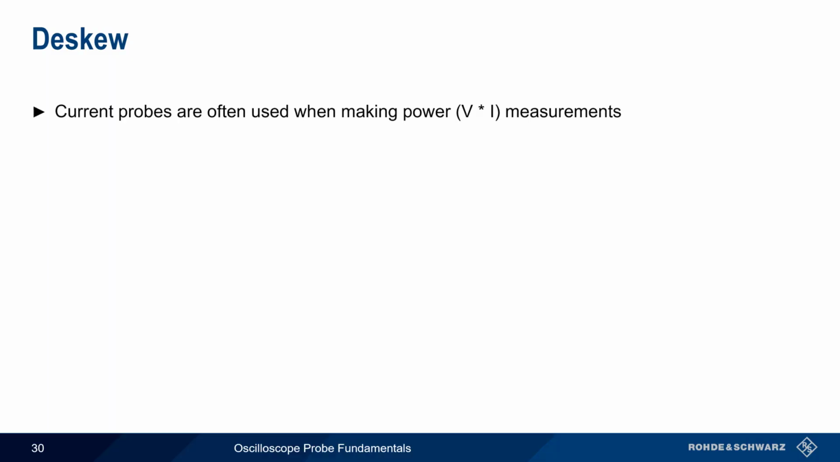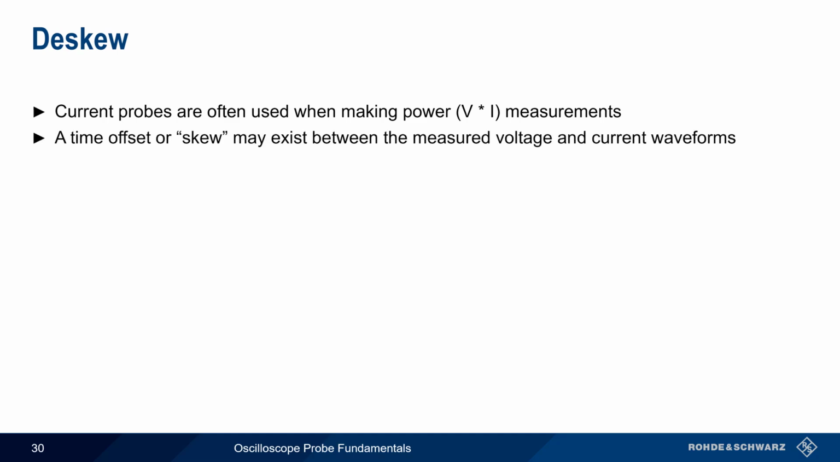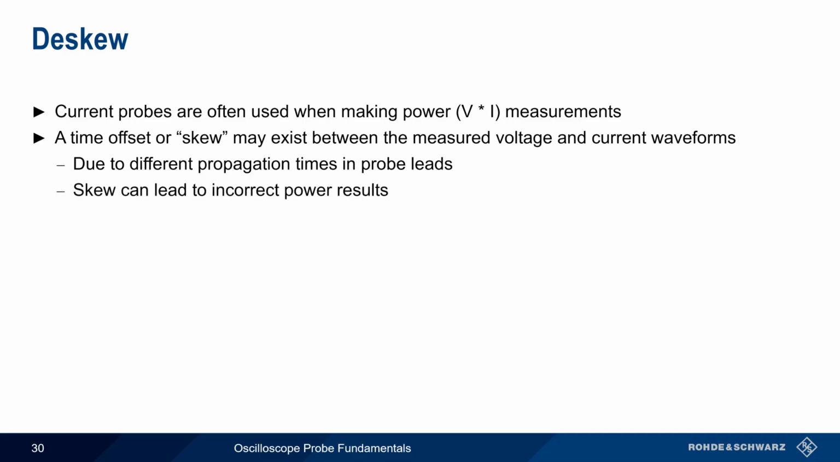Next, we'll discuss something called Deskew. Current probes are often used together with voltage probes when making power measurements, since power measurements require simultaneous measurement of both voltage and current. In some cases, a time offset or skew may exist between measured voltage and measured current waveforms. This is primarily due to different propagation times in the probe leads, and this skew can lead to incorrect power results.